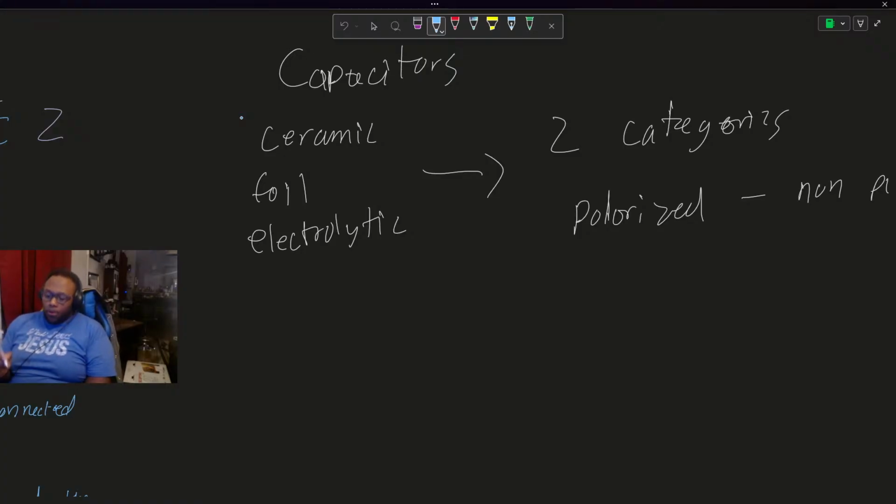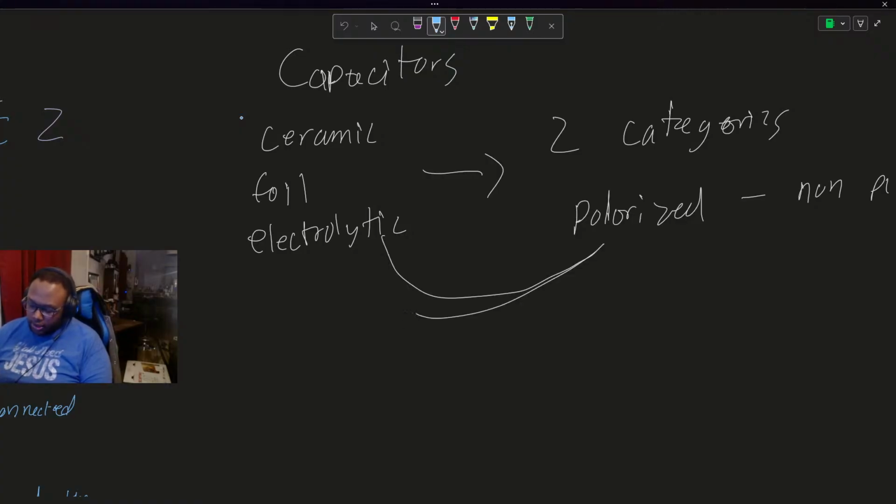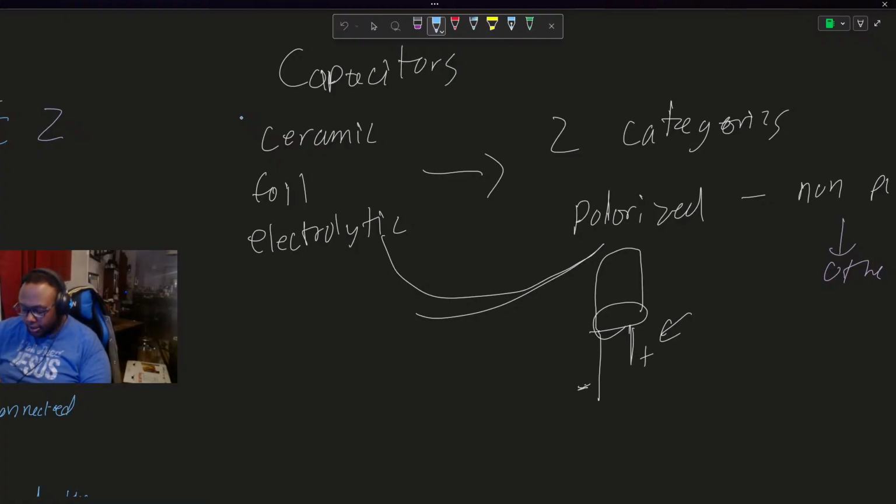Now, your polarized capacitors are typically your electrolytic ones. The non-polarized are the others. Take that with a grain of salt. I'm not going to go through all the capacitor types right now because that's getting into semantics. But polarized capacitors have to be facing a certain way when plugged into a circuit, or else they will explode. So let's say this is usually the negative side and this is the positive side. You have to pay close attention to the polarity, or they will explode.